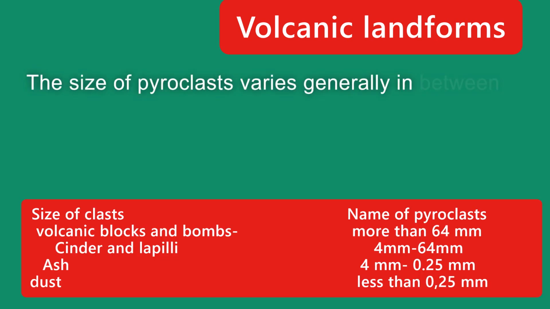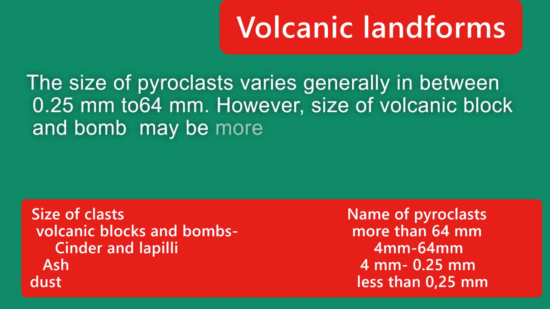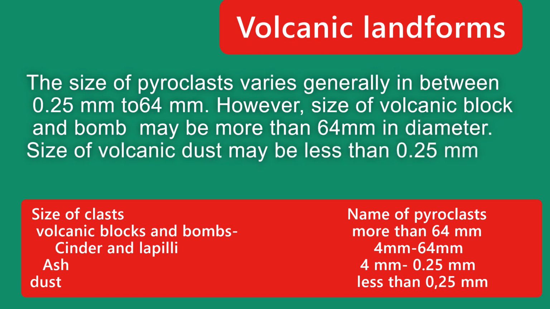The size of pyroclasts generally varies between 0.25 mm to 64 mm. However, the size of volcanic blocks and bombs may be more than 64 mm in diameter. Size of volcanic dust may be less than 0.25 mm in diameter. Size of volcanic blocks and bombs is more than 64 mm. Size of cinder and lapilli is 4 mm to 64 mm. Size of ashes is 4 mm to 0.25 mm. Size of dust is less than 0.25 mm.